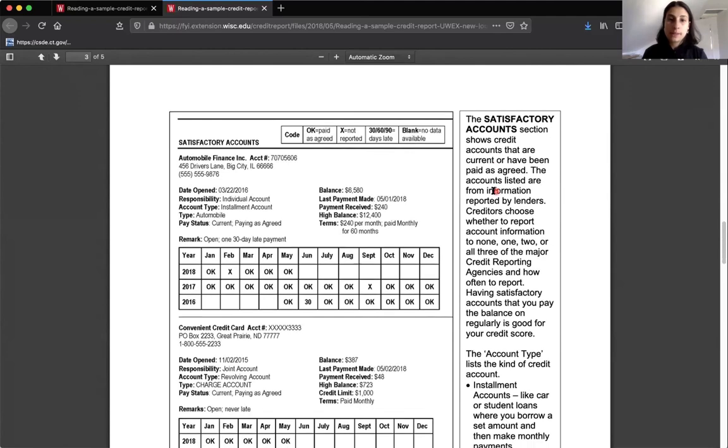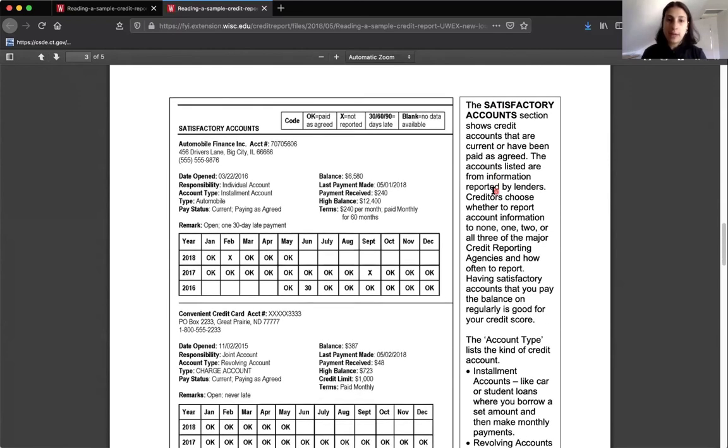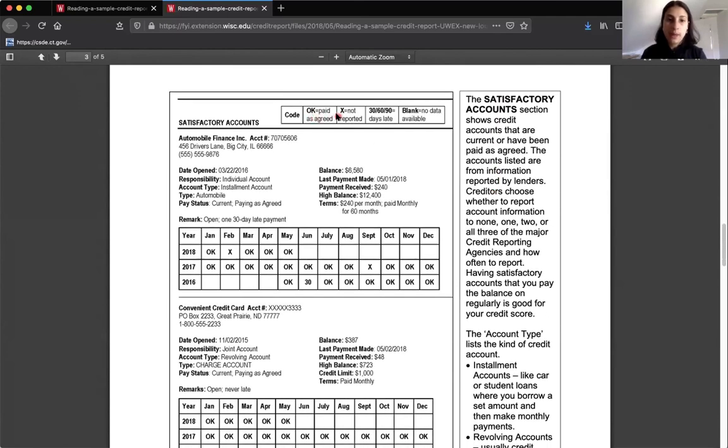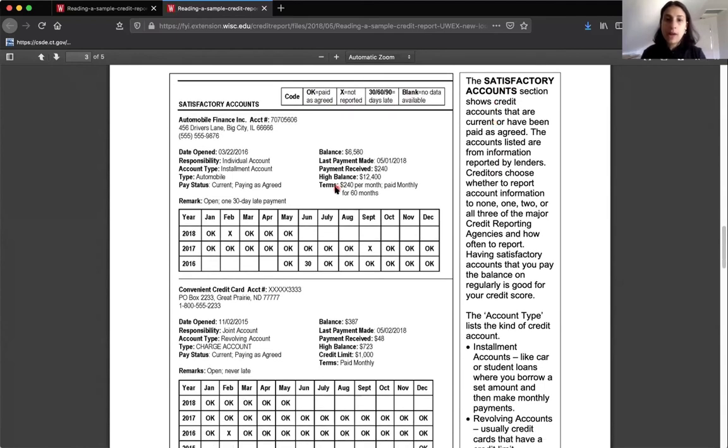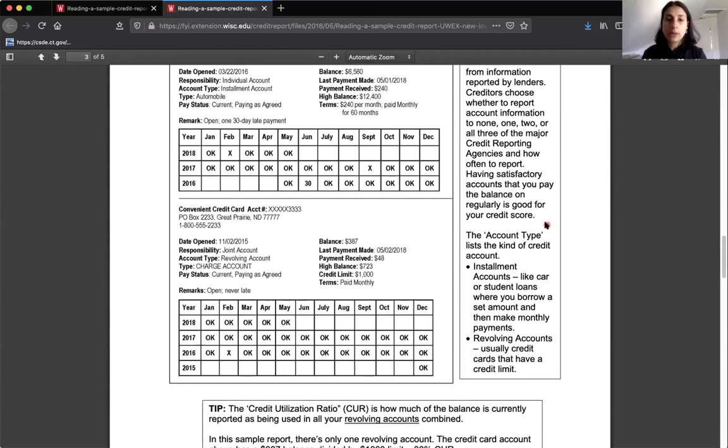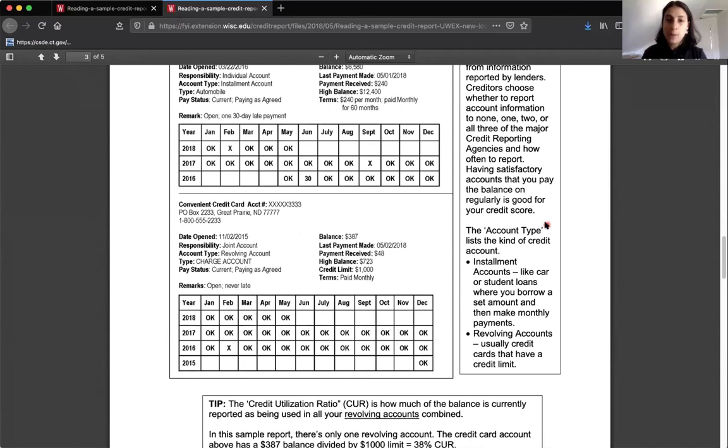So here in the next section, you see listed satisfactory accounts with certain codes, depending on whether things were paid or not, or if they were late, or if there's no data available. The satisfactory account section shows credit accounts that are current or have been paid as agreed. The accounts listed are from information reported by lenders. Creditors choose whether to report account information to none, one, two, or all three of the major credit reporting agencies, and how often to report. Having satisfactory accounts that you pay the balance on regularly is good for your credit score.